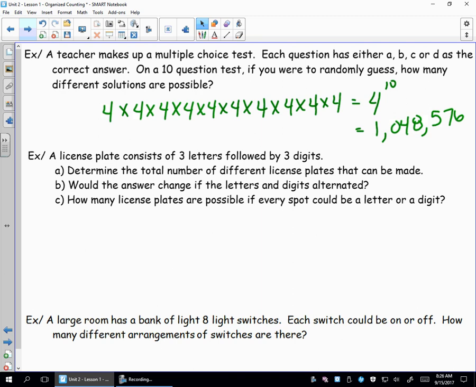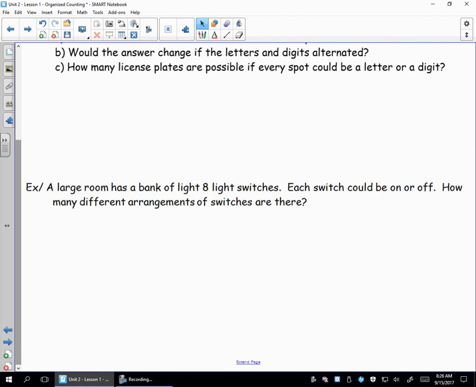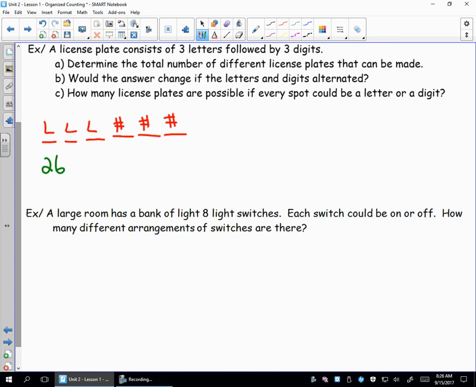So we have a license plate. It consists of 3 letters followed by 3 digits. And we want to know the different number of license plates that could be made. So I need to have a letter, a letter, a letter, and then I need to have a number, a number, a number. So how many ways could I do the first thing? How many different letters are there? Well, there's 26 of them. And the next letter, okay, there's 26 of those. And the next one, 26 of those.